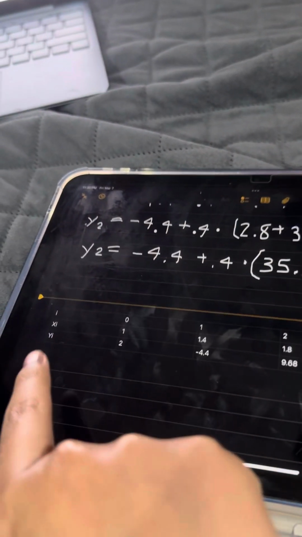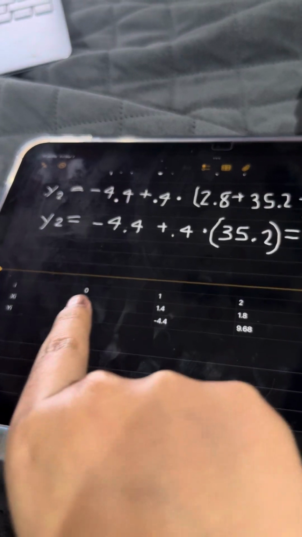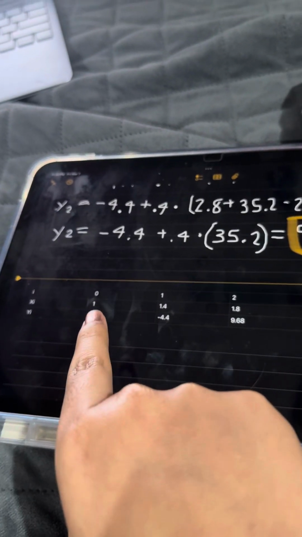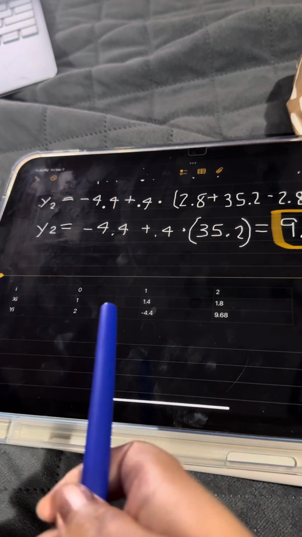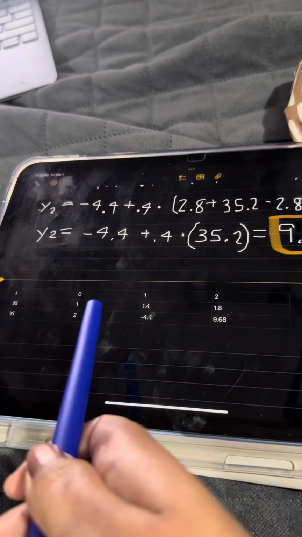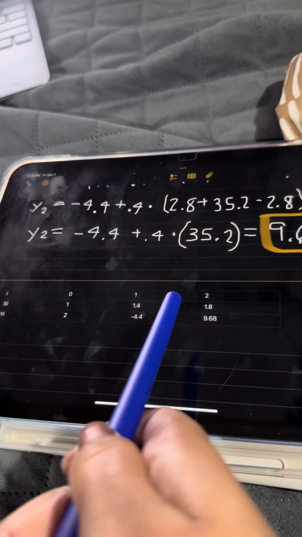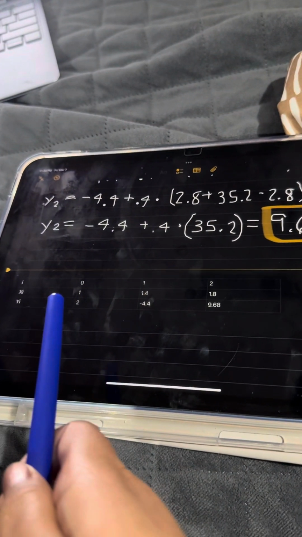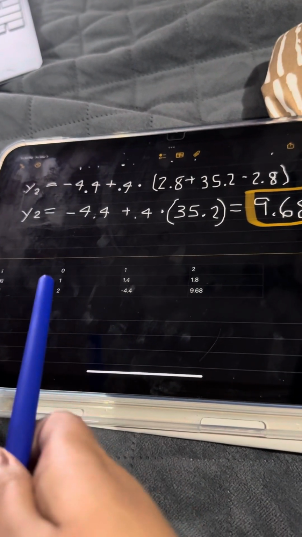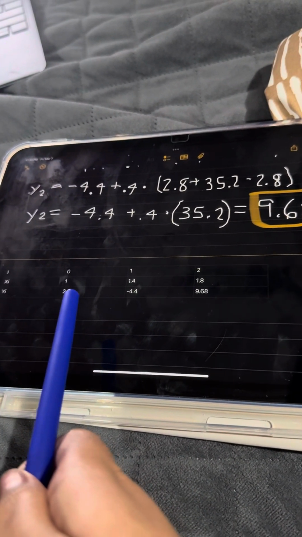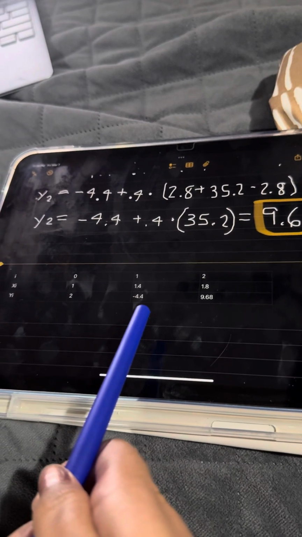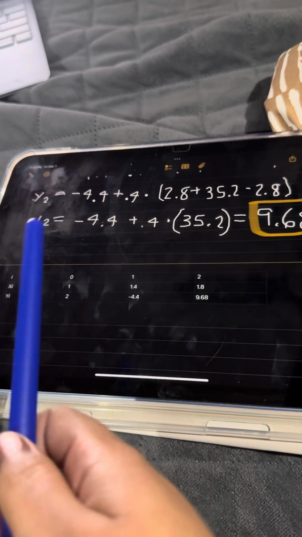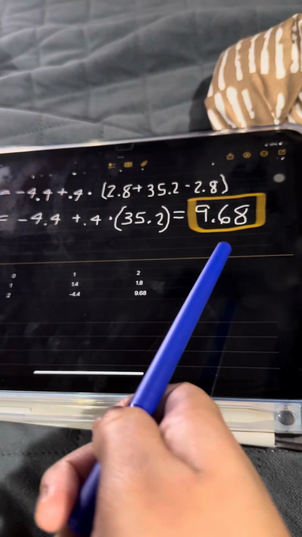And that's how our final table is going to be looking. Here, as you can see, our x, it was the initial value that was given, the 1, and then we just added the steps, 1.4 and 1.8. And then here our y, it's the initial value that was given, the 2, and then we found our y1, which was negative 4.4 if you remember, and then our y2 now, it's 9.68.